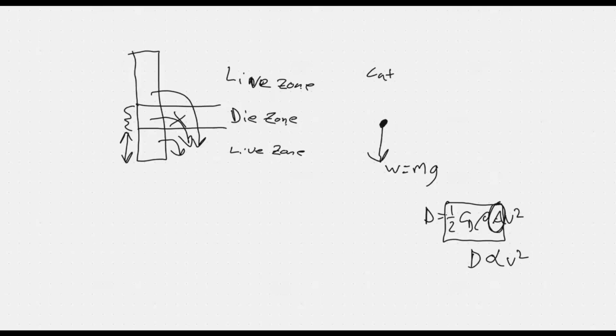At heights above the die zone, in the higher live zone, the cat has time to tumble, get its legs out, become parachute looking, and maximize its area to mass ratio. And what will happen is as a cat falls, initially, let's say it was always looking like that parachute, well, there'd only be a small drag force initially. So this is time going this way.